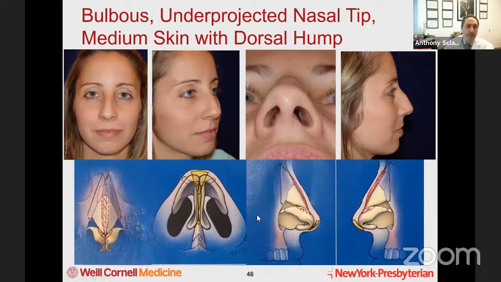So, here's another patient, bulbous, she's underprojected. She needs a little more projection.